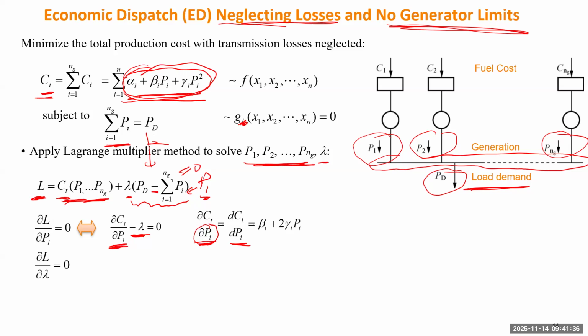So we're talking about how to find this partial derivative, dCi by dPi. Ci is a quadratic function, so the first order derivative with respect to Pi is a linear function: beta plus 2 gamma Pi, since alpha becomes 0. And this is actually the partial derivative of this term. We know this equation needs to hold, which means this has to be equal to lambda.